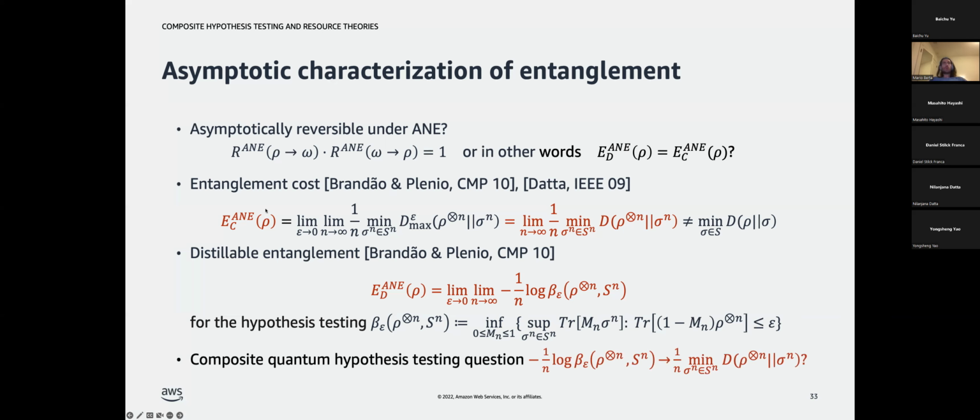Now, if we want to know whether the entanglement cost and the distillable entanglement become the same, one way of showing that would be to ask whether this hypothesis testing problem, the asymptotic quantification of this asymmetric error exponent, can again be written in terms of this regularized relative entropy formula, because this is how the entanglement cost can be written. If we could show that it permits the same formula in terms of this relative entropy distance, then we would be done. Then we would know that entanglement cost and distillable entanglement are the same, and that the theory of entanglement, at least under these delta non-entangling operations, becomes asymptotically reversible.